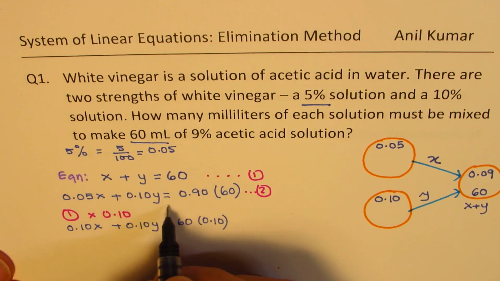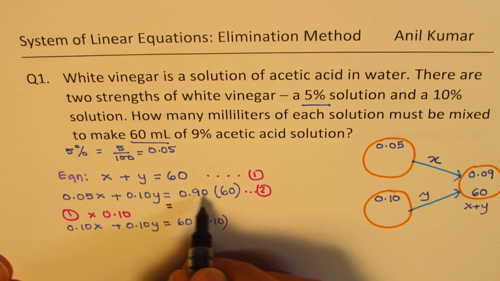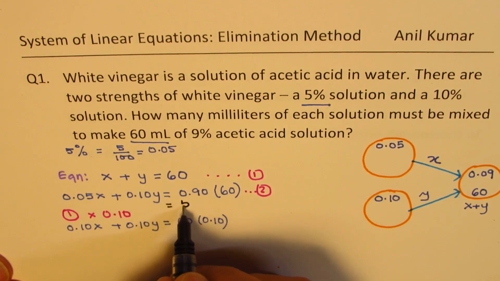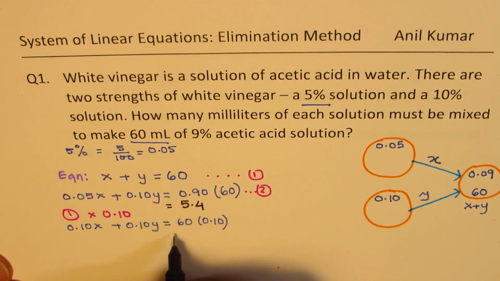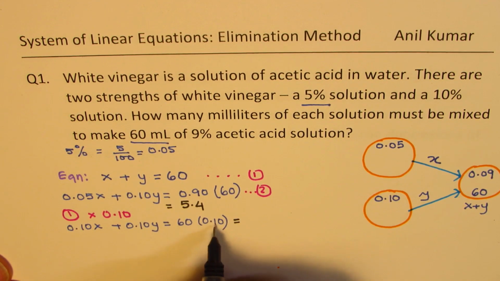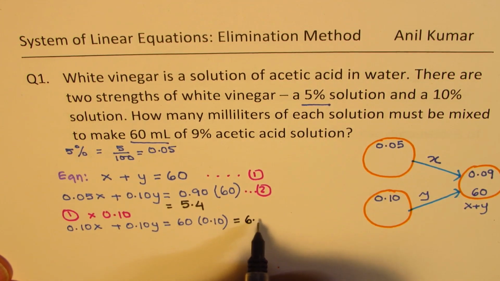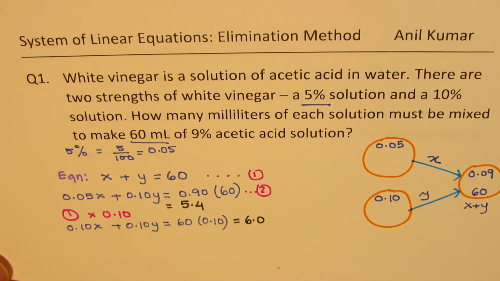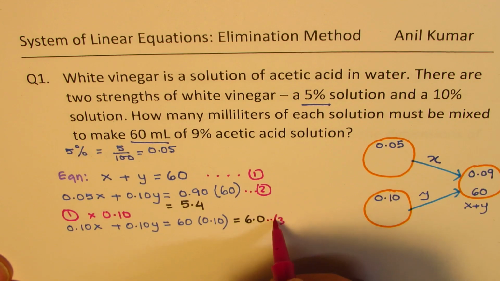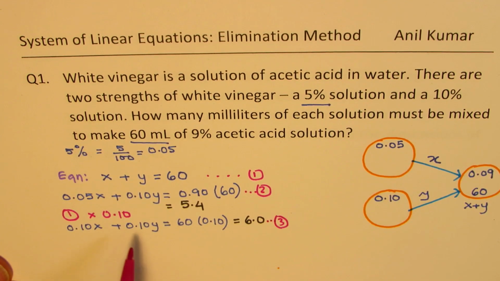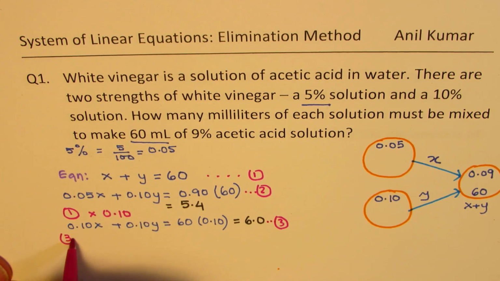Now 0.09 times 60 is 5.4. Just multiply, 5 times 9 times 6 is 54. I can write this as 5.4. And I can write this as 6.0. Clear? So we get these two equations. Let's call this equation number 3. Now, we can eliminate Y by taking away equation number 2 from 3.